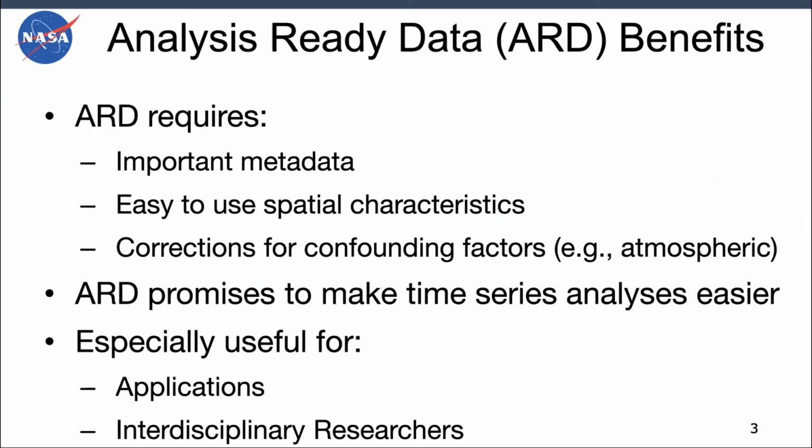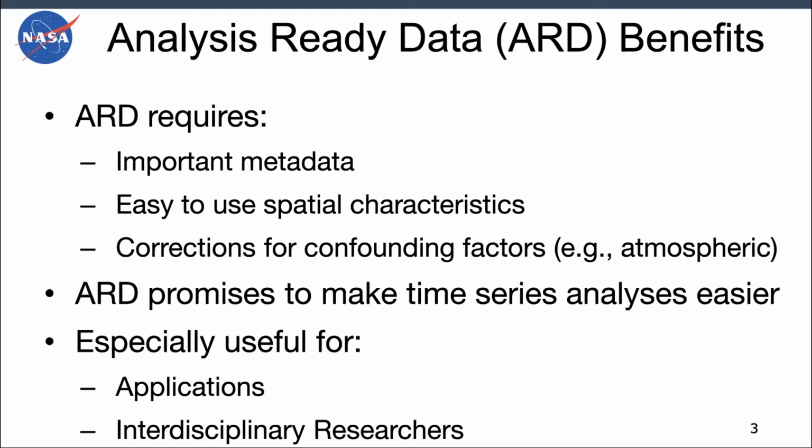So the benefits, I think Steve talked about some of these. From a data provider standpoint, there's actually also some benefits. It really crystallizes what metadata are important to include in there. It tells us that we really need to have easy to use spatial characteristics. And there's also a lot of examples of particular corrections that need to be in there for confounding factors like atmospheric factors. And this is obviously going back to primarily the land aspect. Once you look at atmospheric data, suddenly the confounding factors are sometimes what you're looking for.